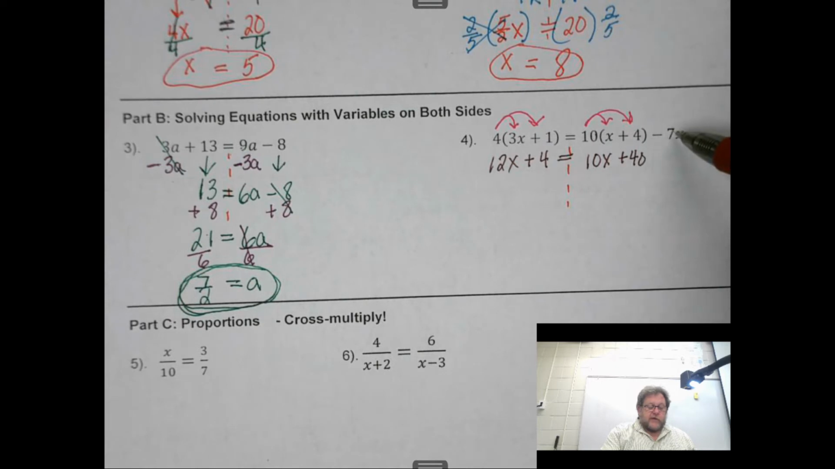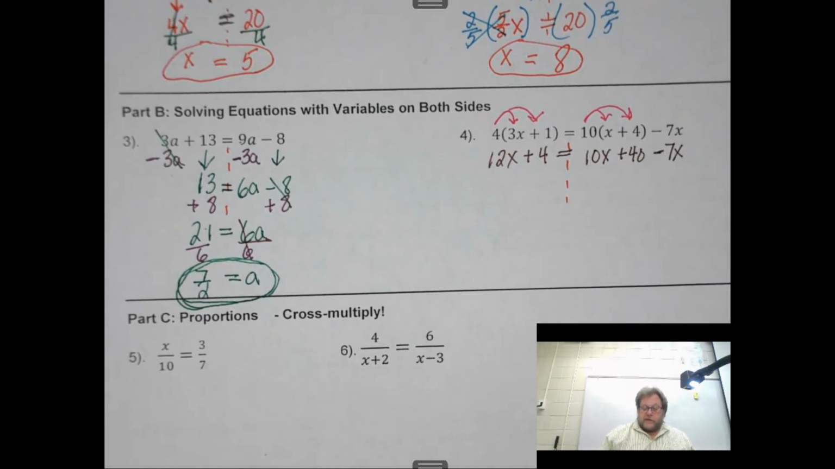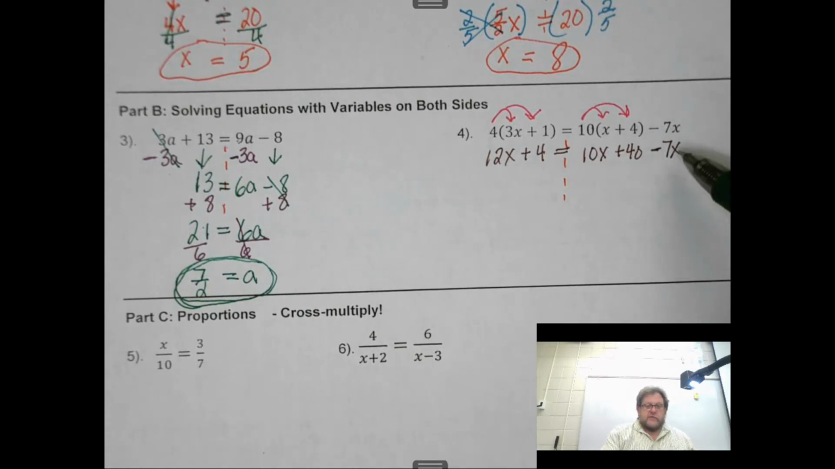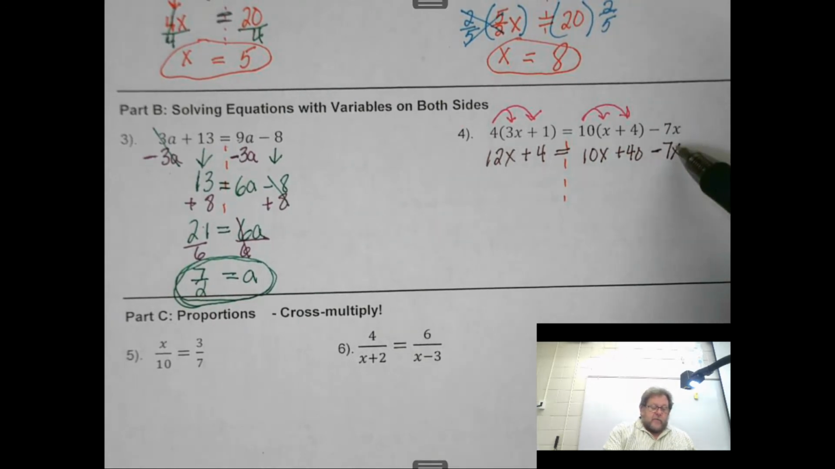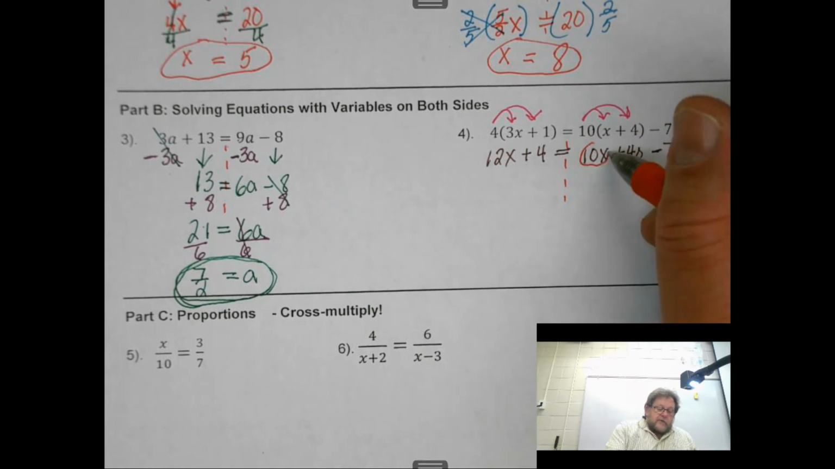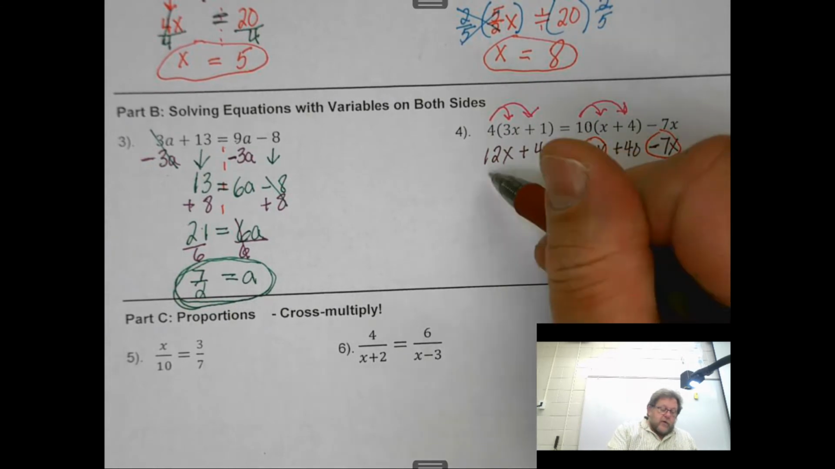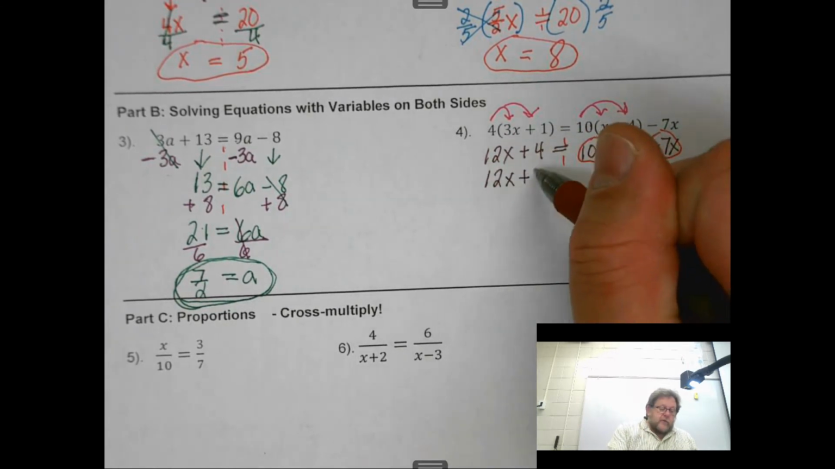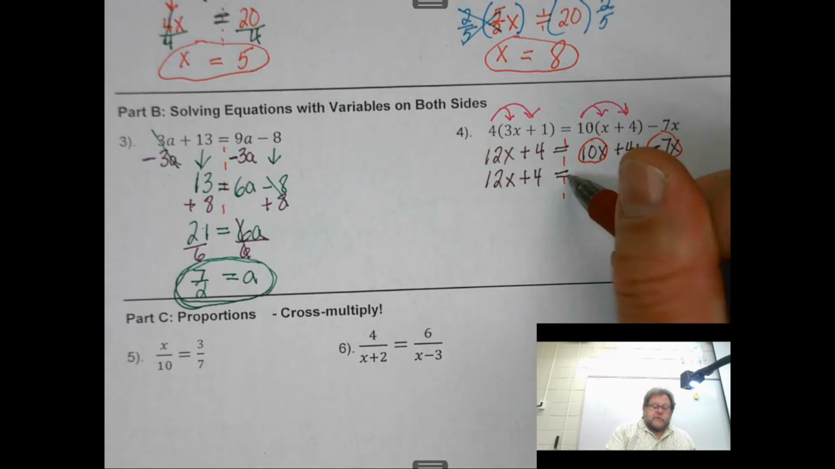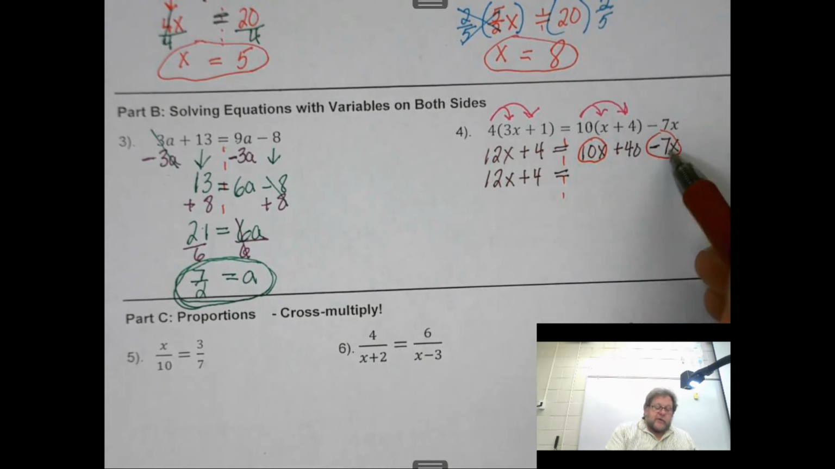So the next thing I've got to do, and I've seen a lot of students actually leave these separated. Personally, I like to combine like terms on the same side first. So I get my 12x plus 4 equals 10x minus 7x, 3x plus 40. Get my variables on the same side of the equal sign.